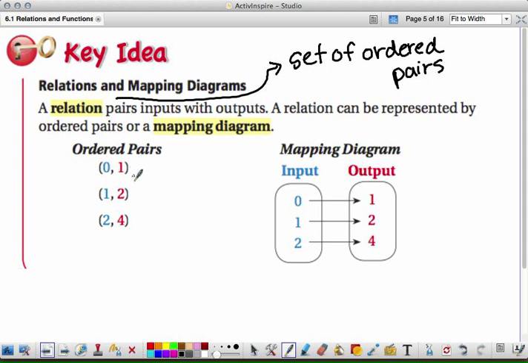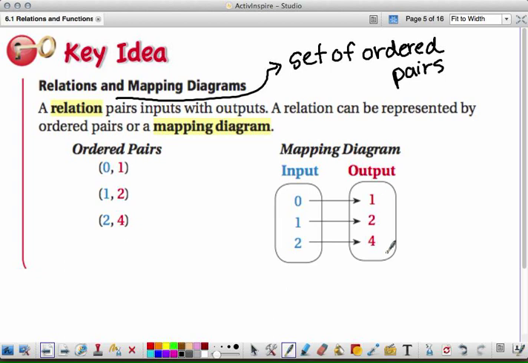The ordered pairs is just what we're used to seeing. When we have this mapping diagram, I want you to notice that they have these two kind of rounded boxes here. Our inputs are listed. You can see over here our inputs are 0, 1, and 2, and they have 0, 1, 2 listed. Our outputs are listed on the right, 1, 2, 4, and there's a 1, 2, 4 here.